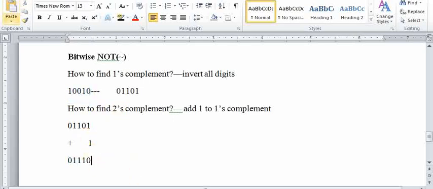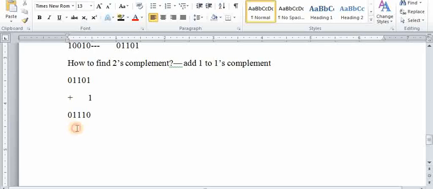Got it? And the question is, why do we find the two's complement? Basically, in a computer, negative numbers are not stored directly. Negative numbers are stored in the form of positive numbers. If you want to store a negative number, you have to find the two's complement of the given number. For example, suppose, how can we represent minus 13 in binary form?